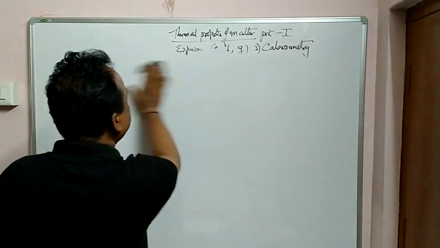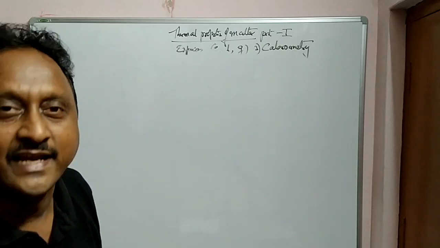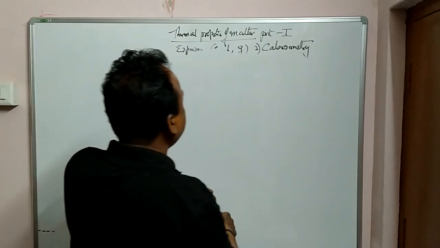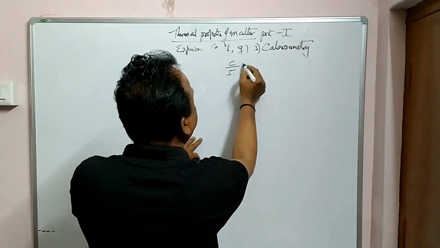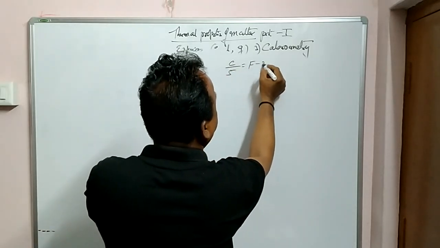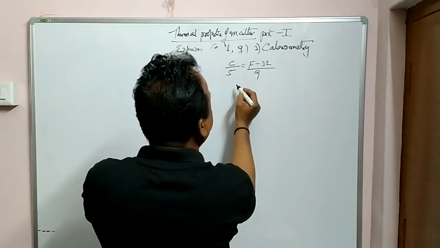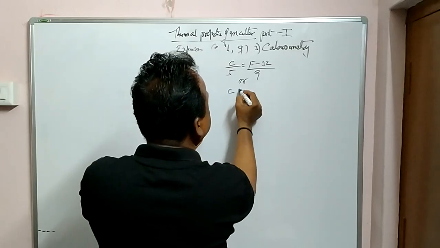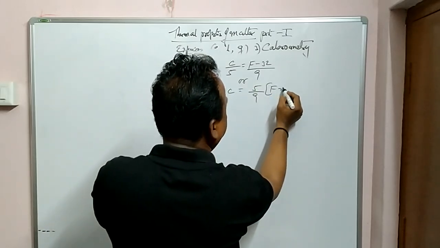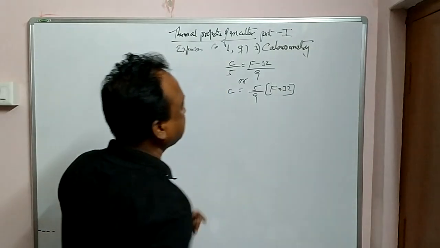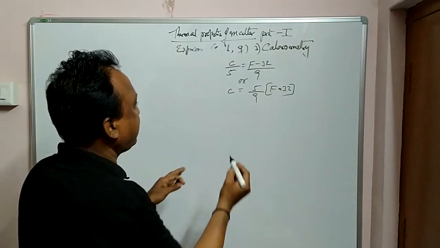That is regarding Celsius and Fahrenheit. Let us see how they change. I already gave you the formula earlier. C by 5 is equal to F minus 32 by 9, or C is equal to 5 by 9 into F minus 32. Now let us take the partial derivative of this.